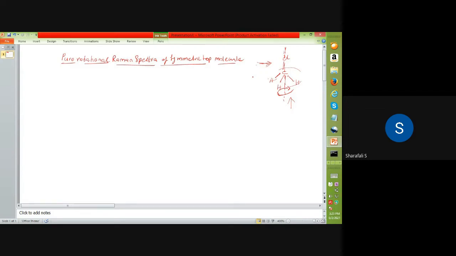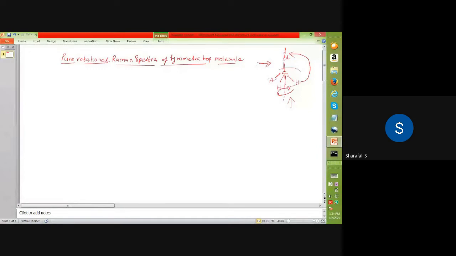So the rotation about this axis, which is passing through the center of the molecule, results in no change in polarization, and because of this, this particular rotation is Raman inactive. And now if you are considering other cases, for example, this particular molecule which is rotating like this, so it is rotation.